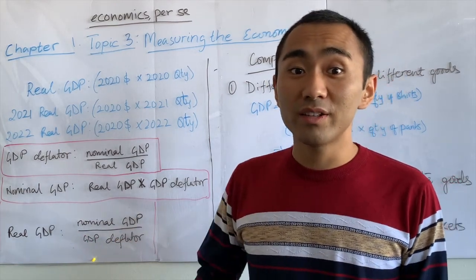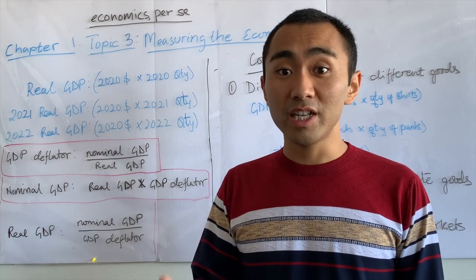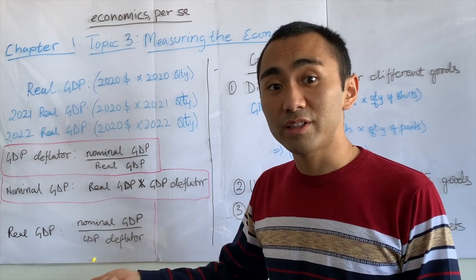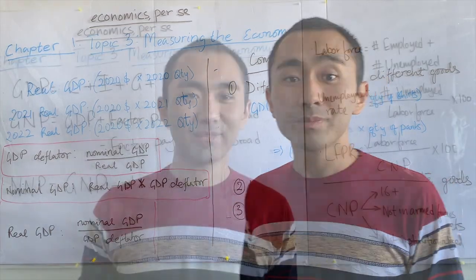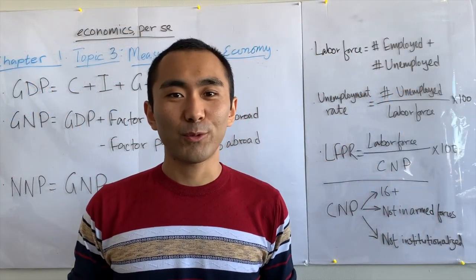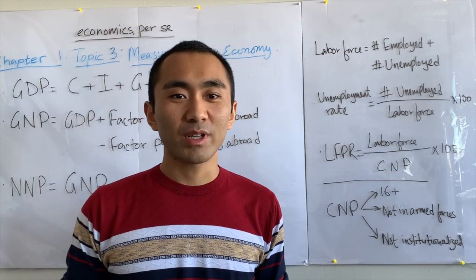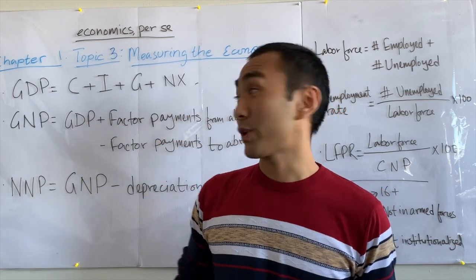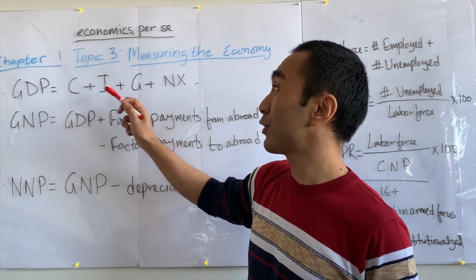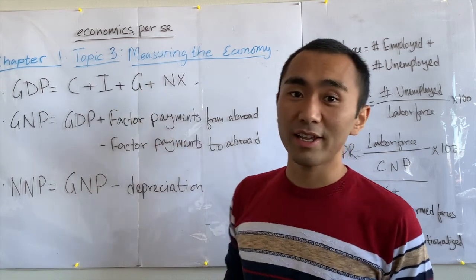And here we can see where the GDP deflator gets its name. It literally takes inflation out of the nominal GDP. Let's now look at the four broad components of GDP. GDP is equal to consumption, investment, government expenses, and net exports.